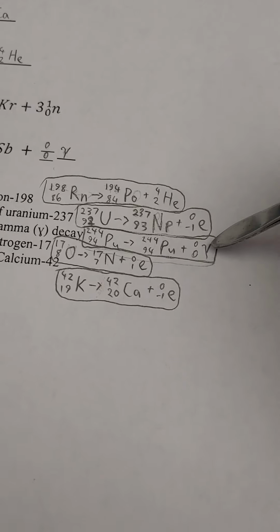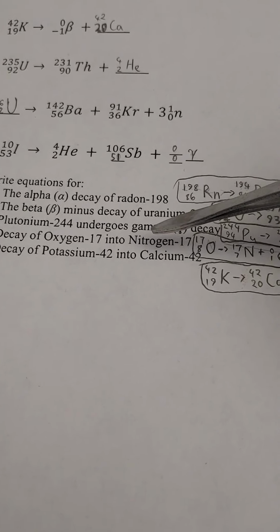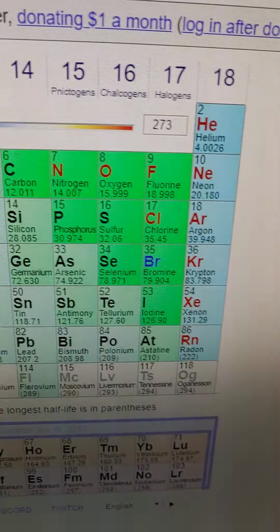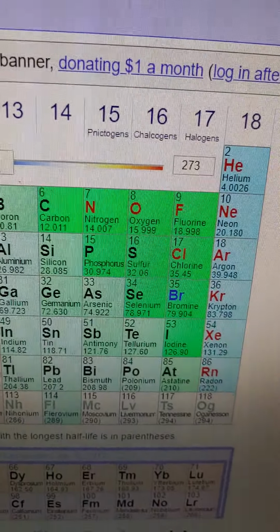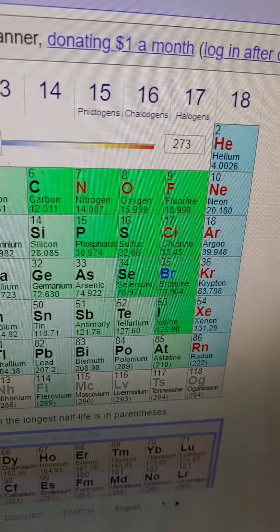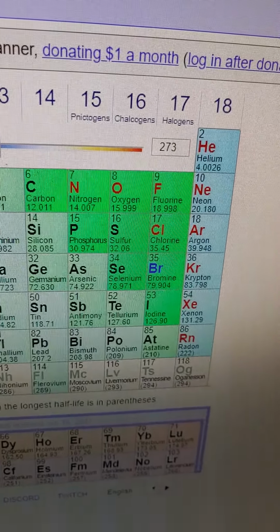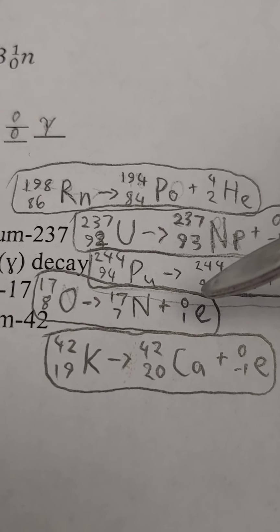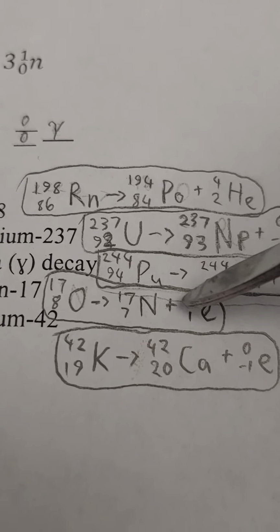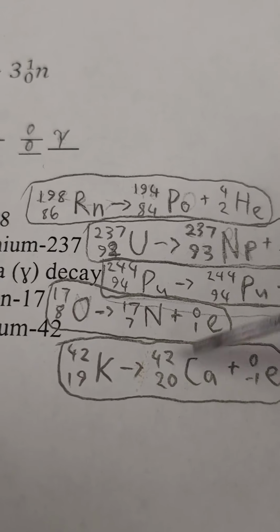Decay of oxygen 17 into nitrogen 17. Oxygen has an atomic number of 8, and this decays to nitrogen, which has an atomic number of 7.